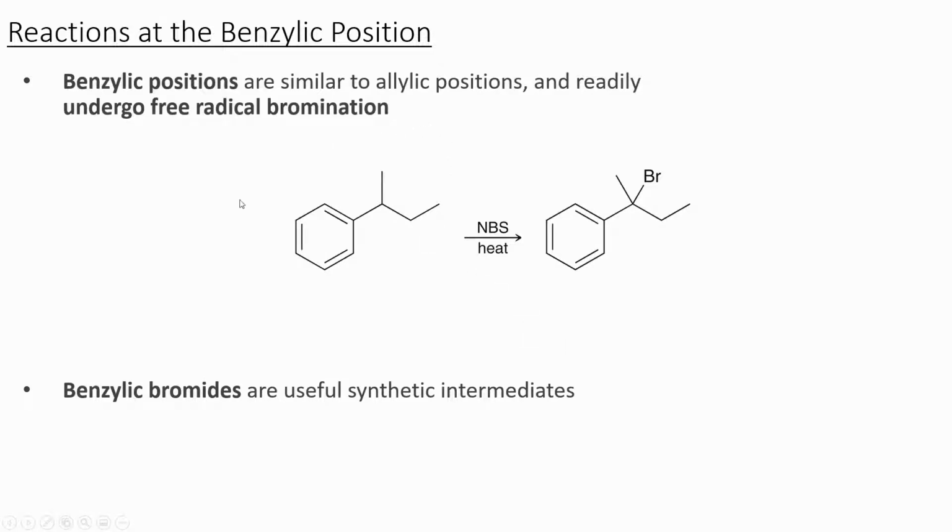The benzylic position will readily undergo a free radical bromination. This is a reaction that we actually looked at in the radical chapter. But once again, this position is very activated and it will stabilize a carbocation or a radical intermediate. So we can use this reaction to synthesize a benzyl bromide. NBS is a source of bromine radical. And benzyl bromide itself is a synthetic intermediate because this is a very good leaving group as well.